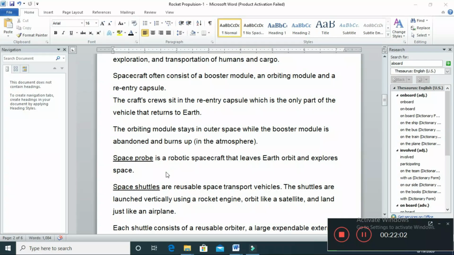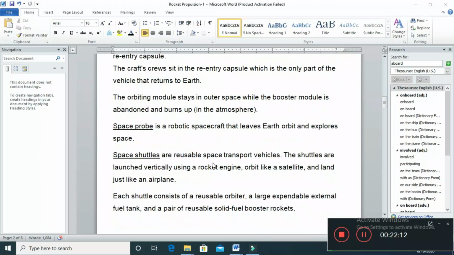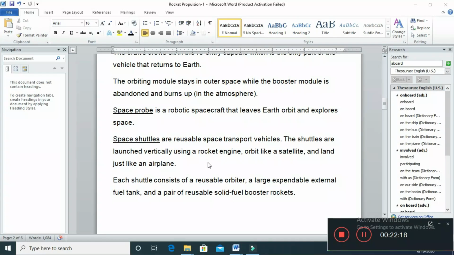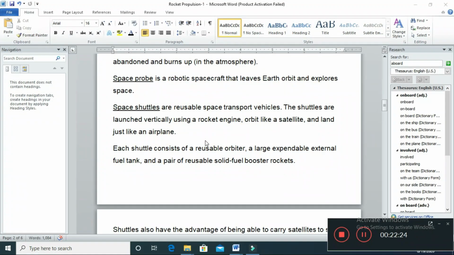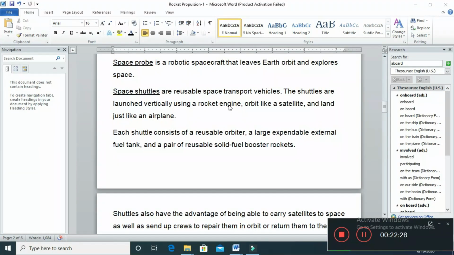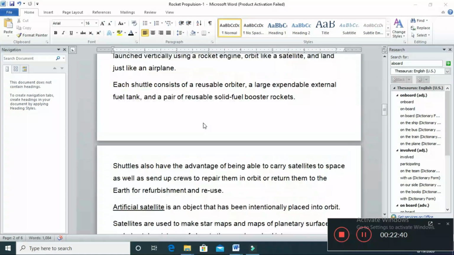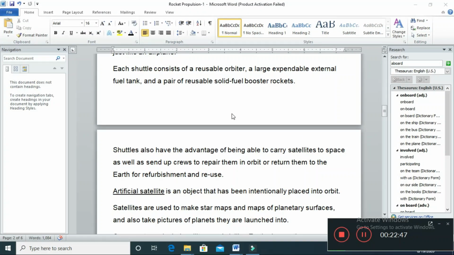A similar vehicle is space probe. The purpose of space probe is to transport the robots in the Earth orbit and for exploration purposes. Space shuttle is similar to spacecraft, but it is reusable, and almost all or the majority of the components are reused. Again, the rocket engine is used in this type of shuttle, and this shuttle can move like a satellite, and it can return back like an airplane. As I mentioned, many of the components are reusable in case of space shuttle.